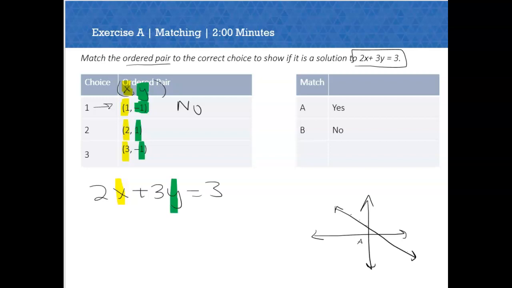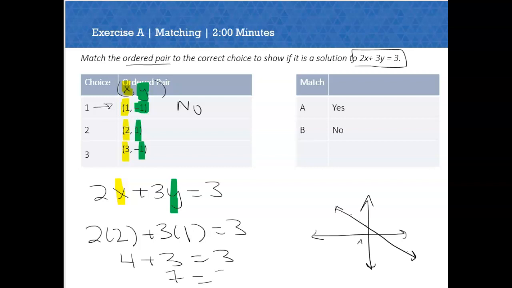All right, so this time we're plugging in 2, 1. So 2 times 2 plus 3 times 1. We get 4 plus 3. So we get 7 equals 3, which is no. And if I look at 2, 1 on my graph, I'm seeing that's also not going to work anyway. So maybe my graph is somewhat right.